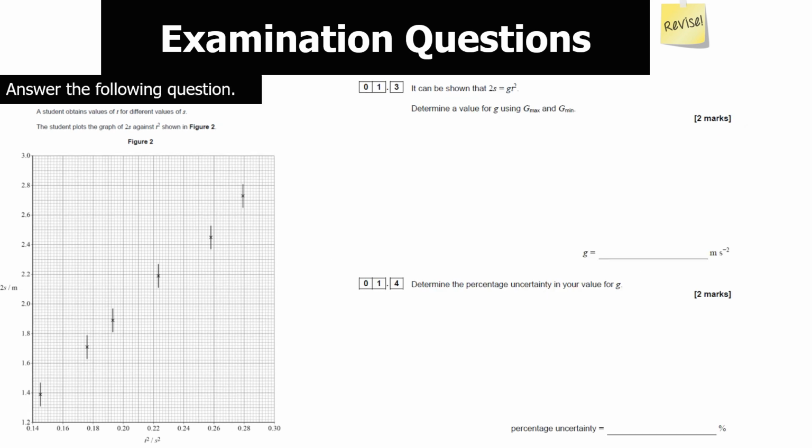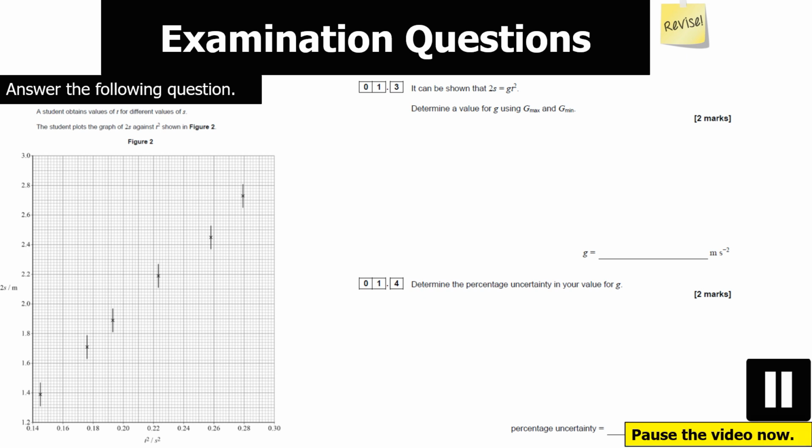Now the next question says it can be shown that 2s equals g t squared. So determine a value for g using g max and g min, and then determine your percentage uncertainty in your value for g. So pause the video now, then unpause the video when you want to go through your answer.